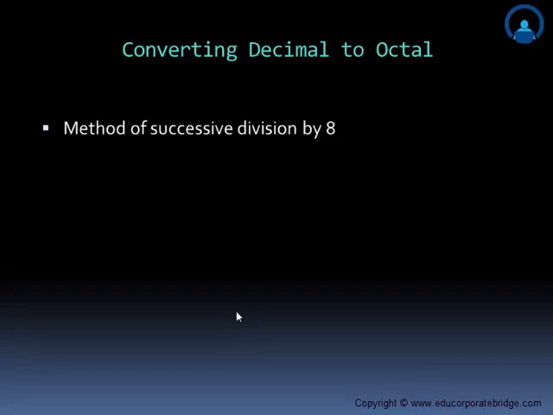Let's start with the next topic, converting decimal to octal number. Previously we have seen the conversion of decimal to binary, where we divided the decimal number by 2. Here the same procedure is followed, but the division will be by 8 and not by 2, since we have to convert the decimal to octal number. The procedure is called the method of successive division by 8.